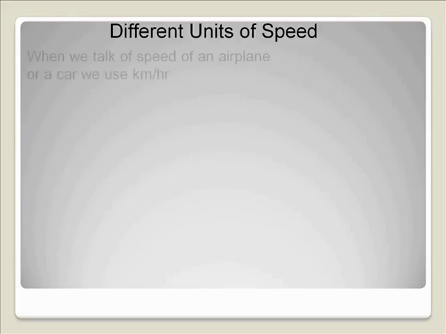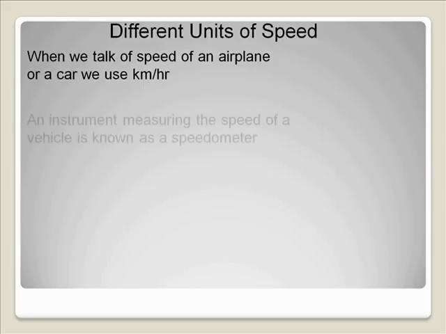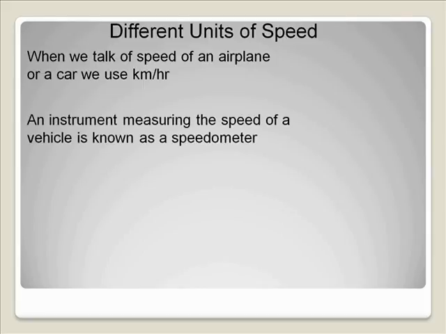When we talk of the speed of an airplane or a car, we use kilometer per hour. An instrument measuring the speed of a vehicle is known as a speedometer.